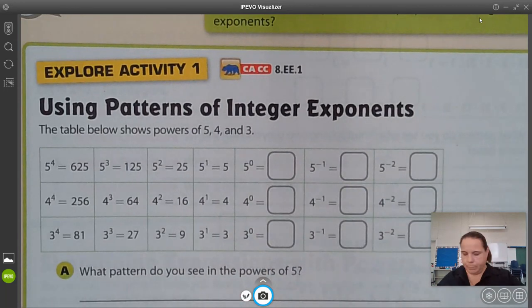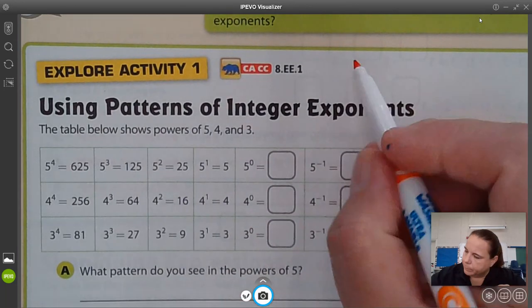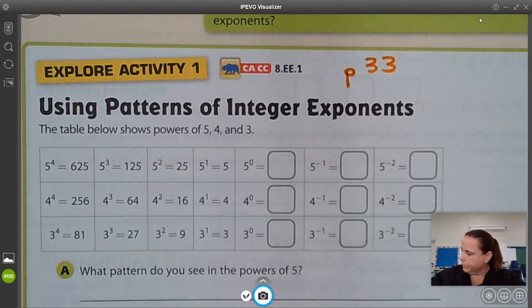On page 33, looking at patterns of integer exponents.